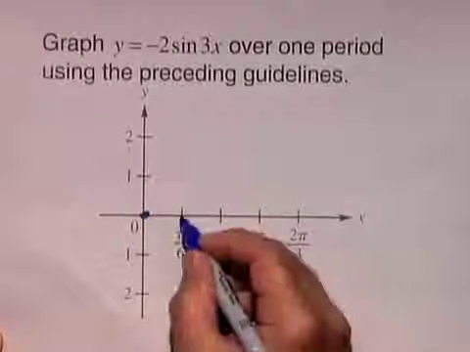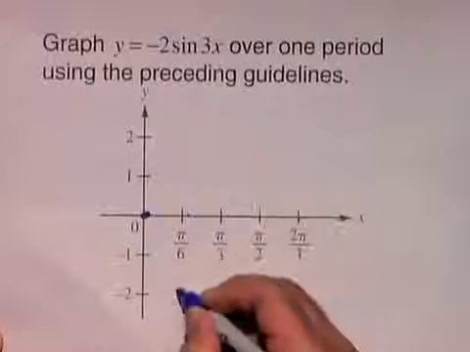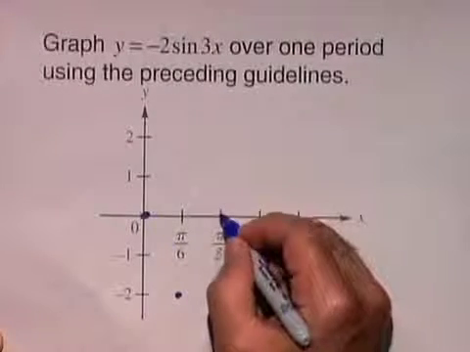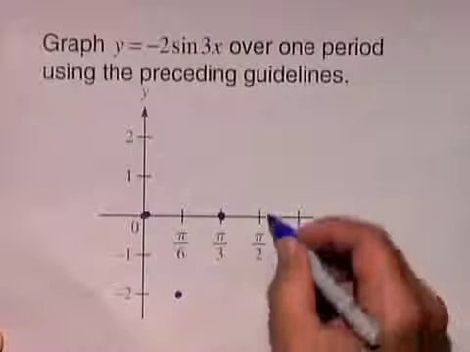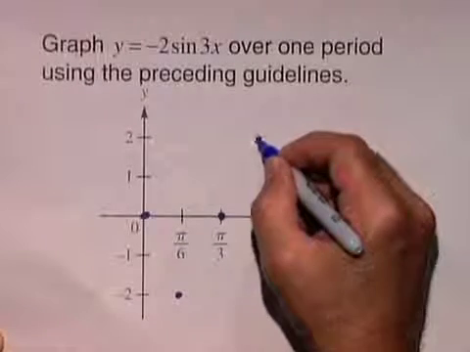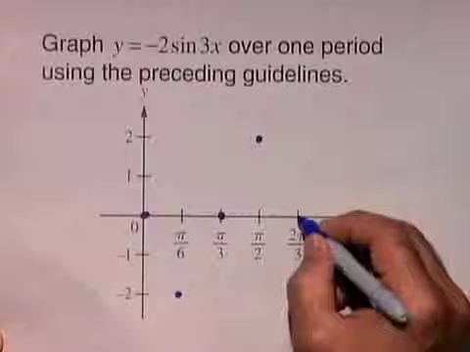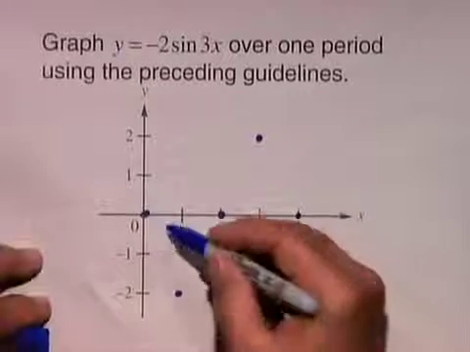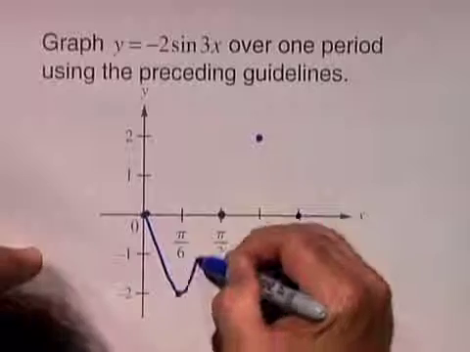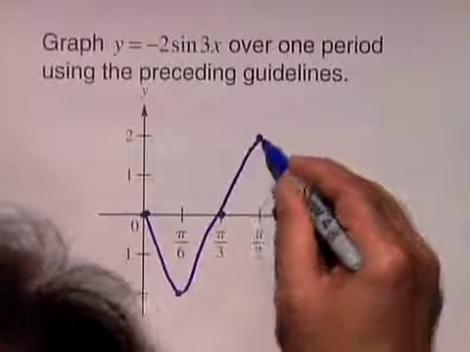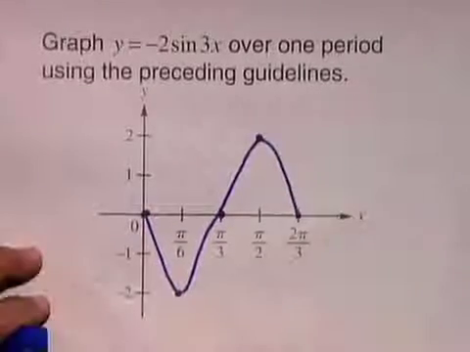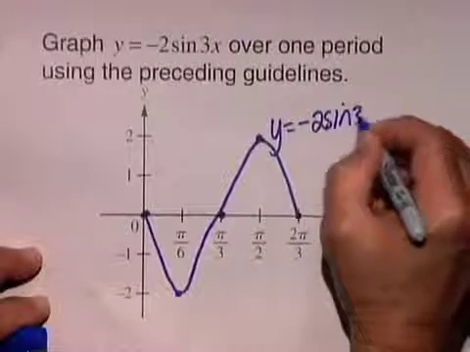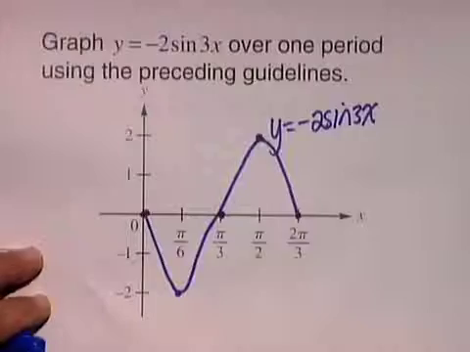Then it was pi over 6 and negative 2. Pi over 3 was 0. Pi over 2 went to positive 2. And 2 pi over 3 came back to 0. So now we join those points with a smooth curve. And that's the graph of y equals negative 2 sine 3x.